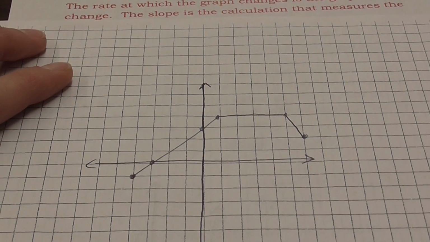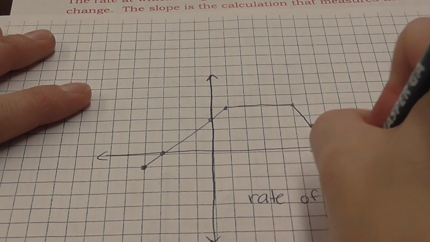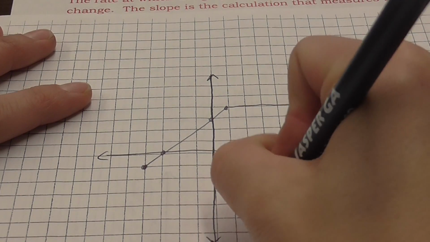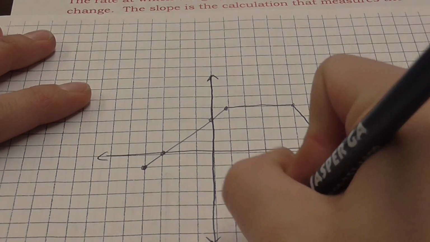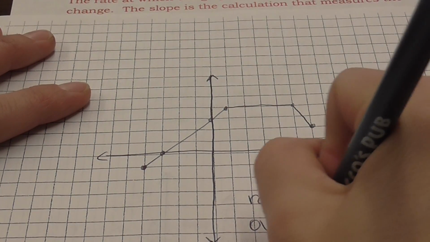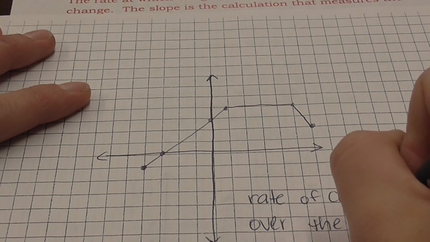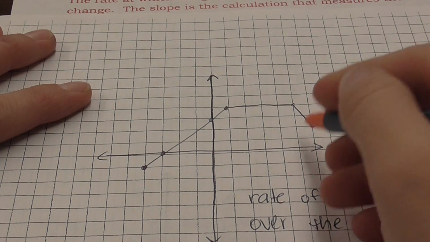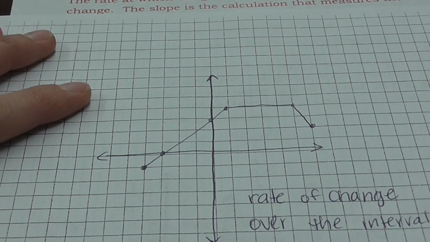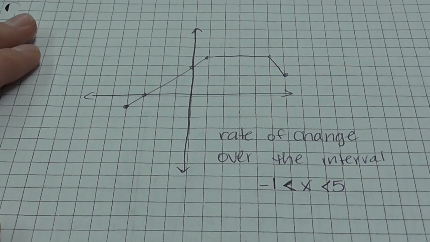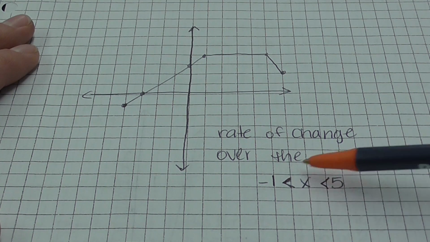All right, and it asks you what is the rate of change over the interval -1 is less than x is less than 5. Okay, so this is what the problem looks like. It's asking you what is the rate of change over the interval from x is -1 to 5.